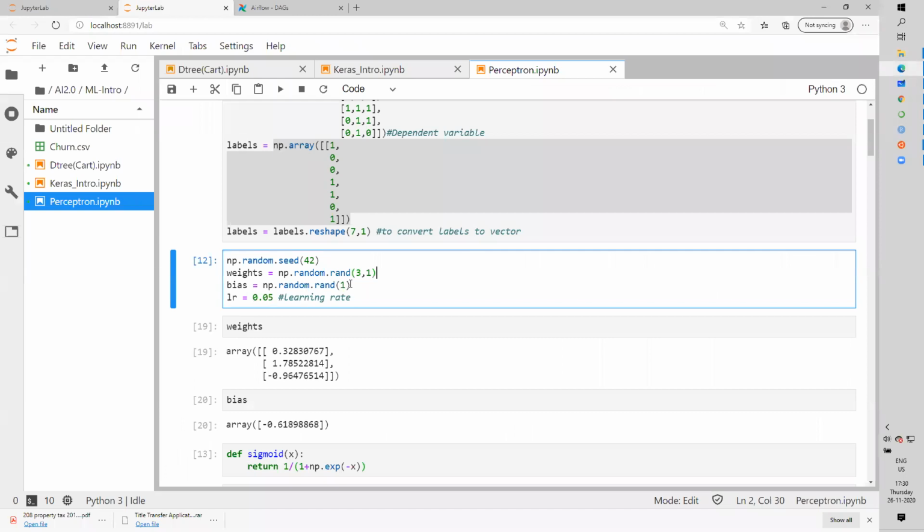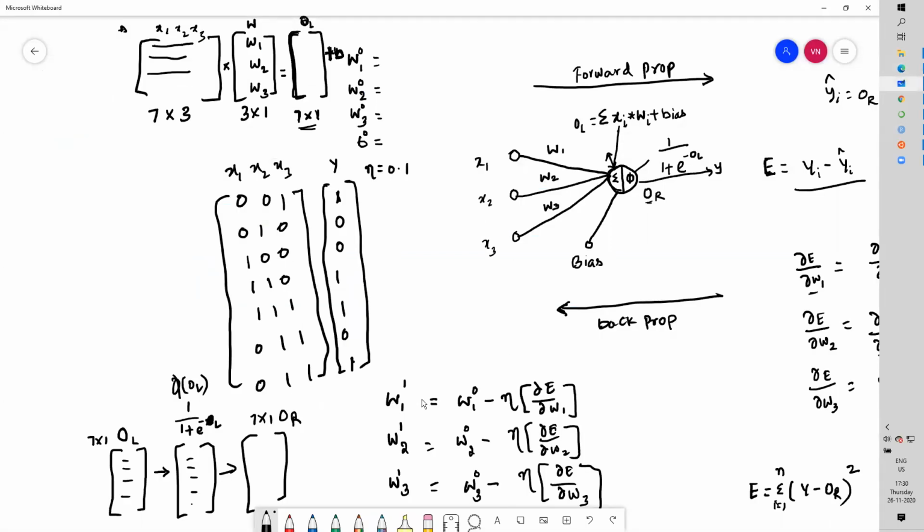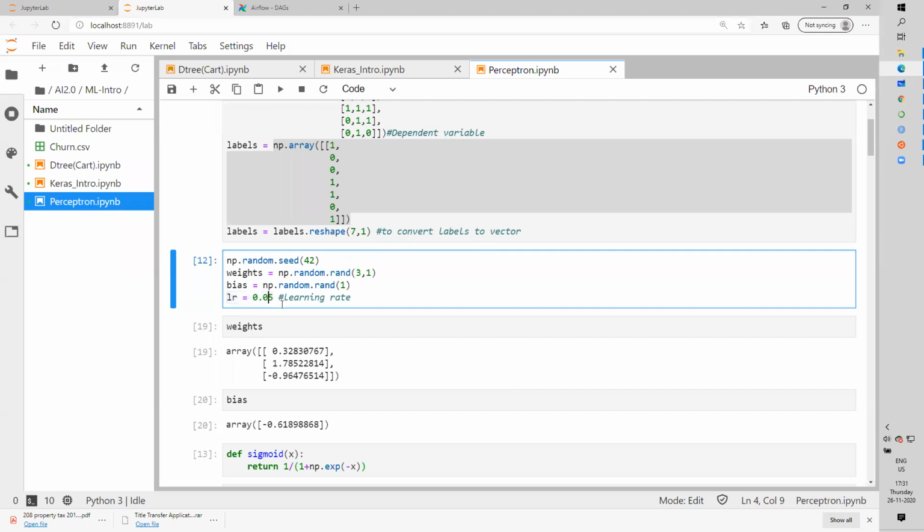So we initialize the weights and give the learning rate. Why do we need learning rate? Whenever we want to update the weights, we need learning rate, and I am initializing my learning rate to 0.05. Generally smaller is better, but in this case, let's say we go with 0.05.